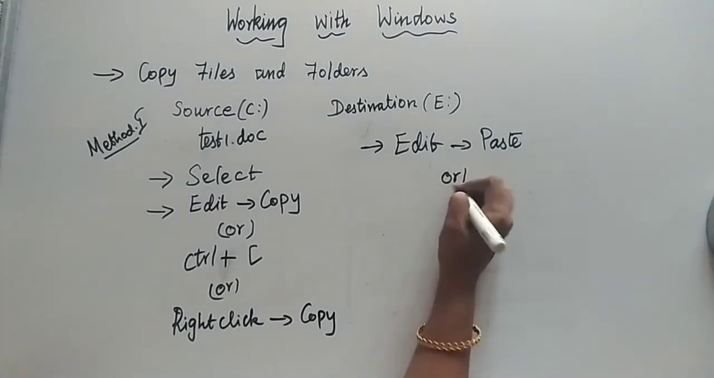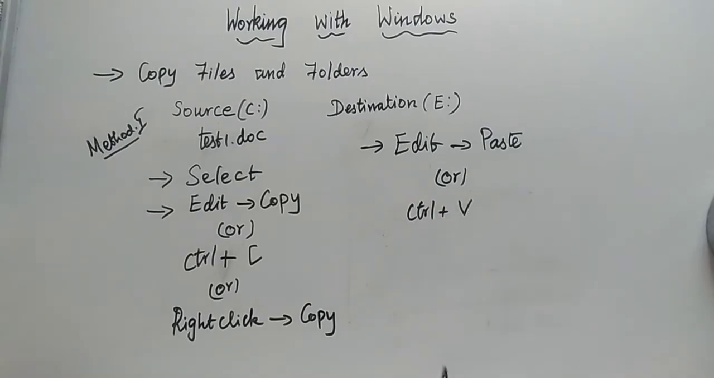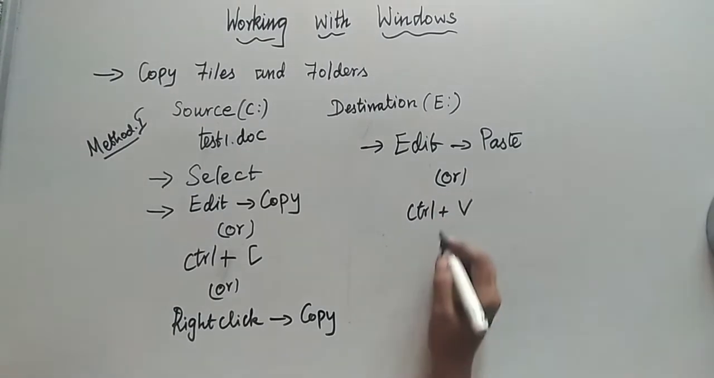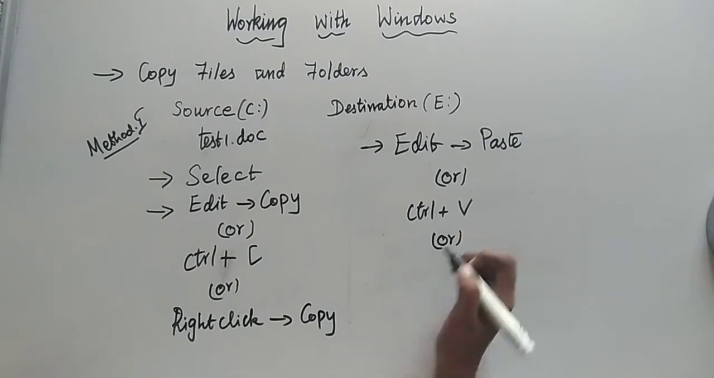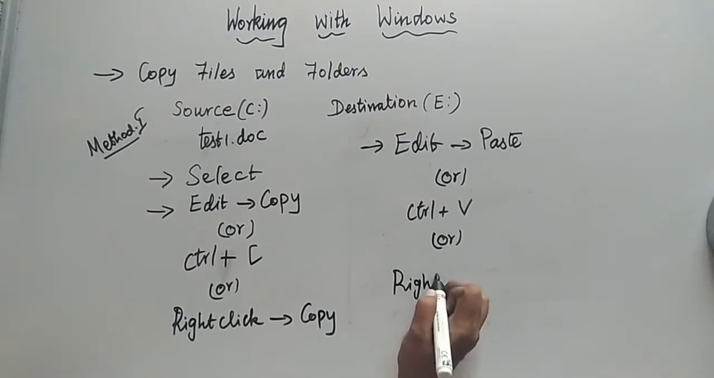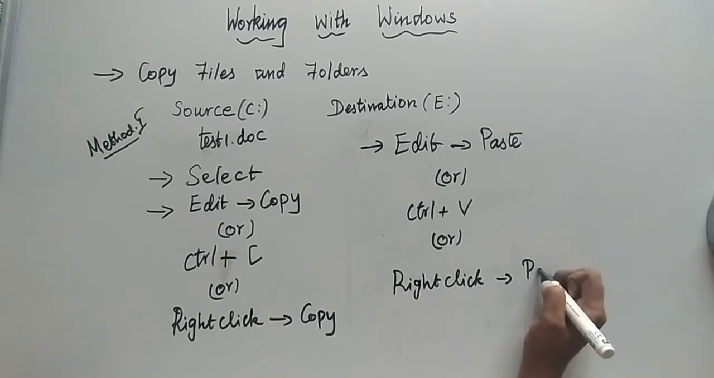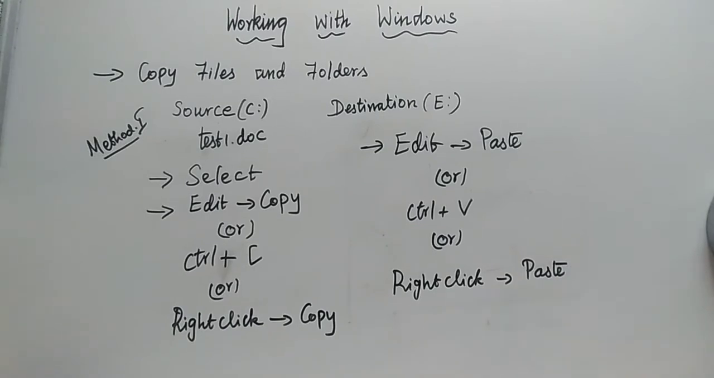Otherwise, what is the keyboard shortcut? Yes, it is Control plus V. Otherwise, you have your mouse. What is it? You have to right click. Next, you right click it, a pop-up will be displayed, and from that you choose Paste.